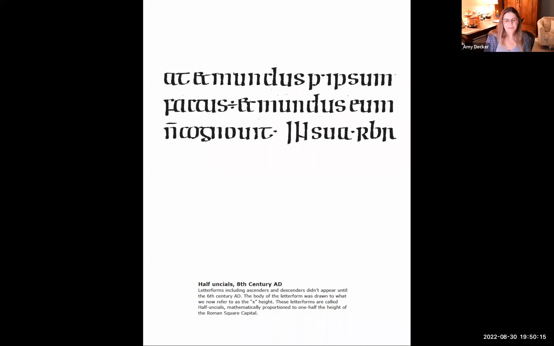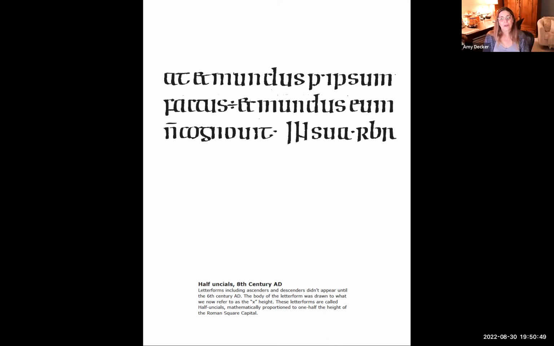So here's some examples of what we now call, those were the uncials. Now we're looking at what we call half uncials. What do these remind us of? These letter forms include ascenders and descenders, and these didn't appear until the 6th century AD, and the body of the letter form was drawn to what we now refer to as the x-height. The x-height comes from the mean line, which is the top of the lowercase letter, and the baseline, which is what all the letters sit on. So the space between the mean line and the baseline is what we call the x-height.